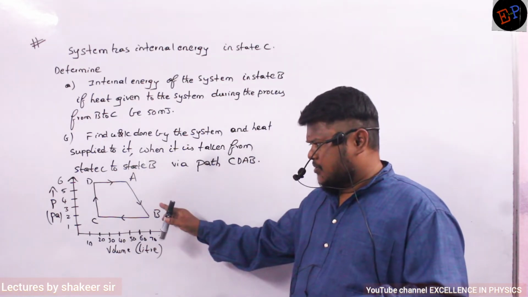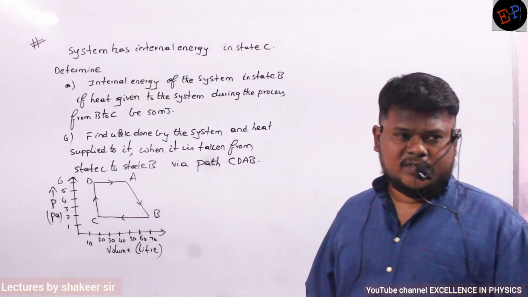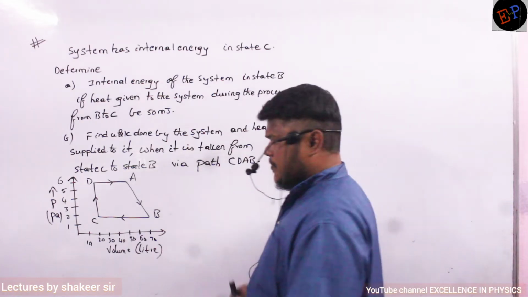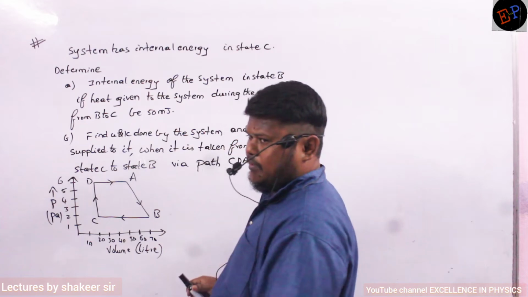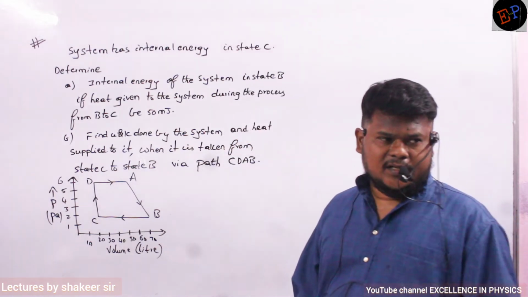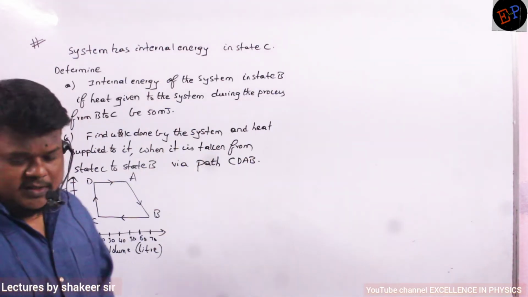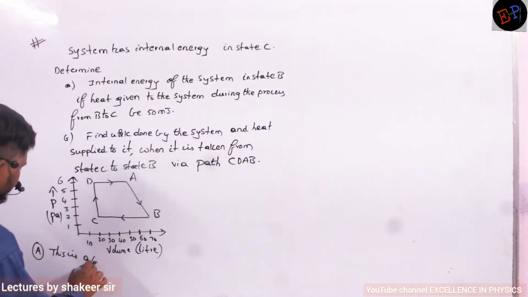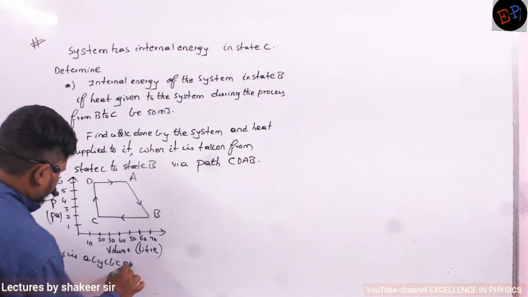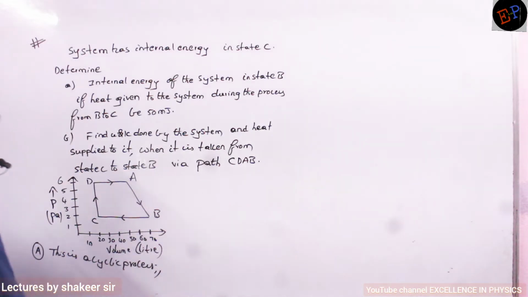Now when I look at this, definitely this is a cyclic process. Why is it a cyclic process? Because I have started from A and I have again reached point A itself. So the first point which I can write is, this is a cyclic process. Clear, no? Because the starting point is A, the ending point is also A only.